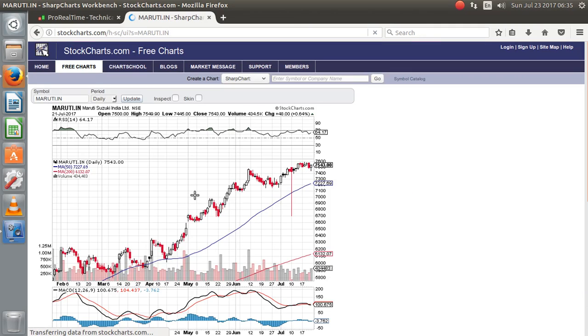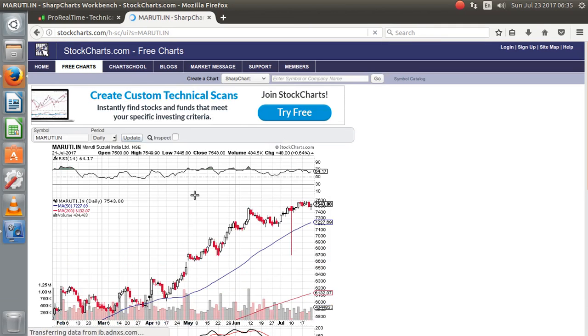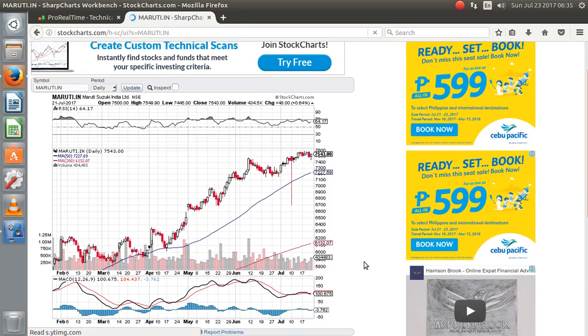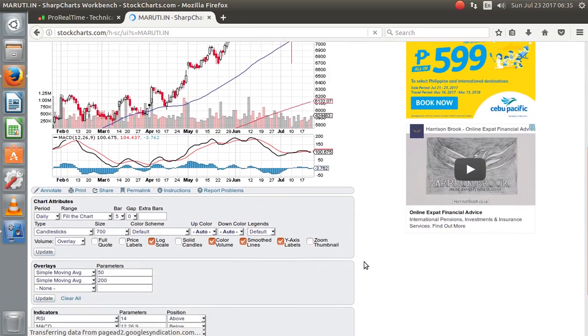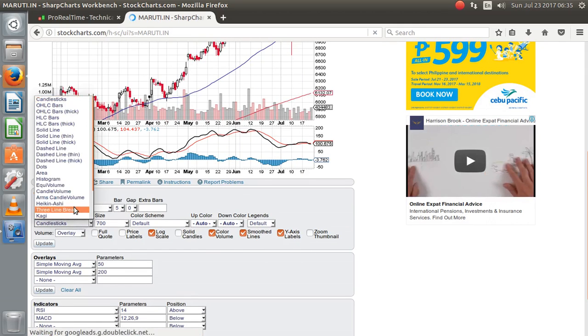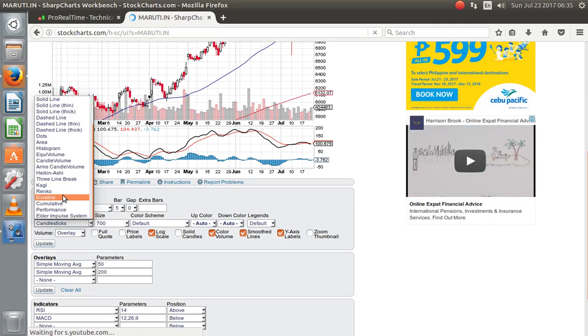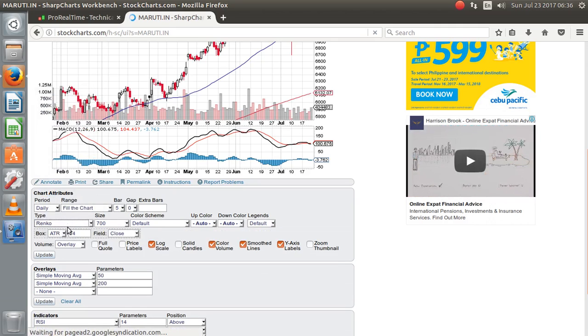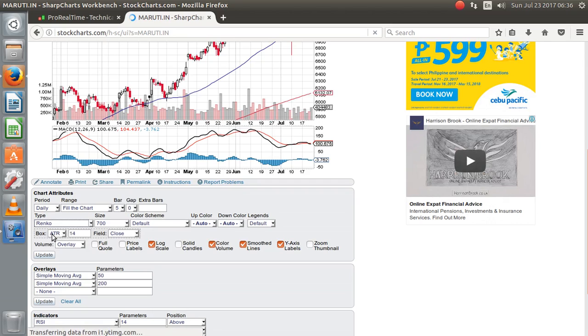Okay, these are candlesticks. We'll be taking up candlesticks in a later video. Let me just go straight here to Renko Charts. Renko, ATR 14. You always want it to be 14 when you're using ATR. The average true range of the past 14 days or the past 2 weeks more or less.